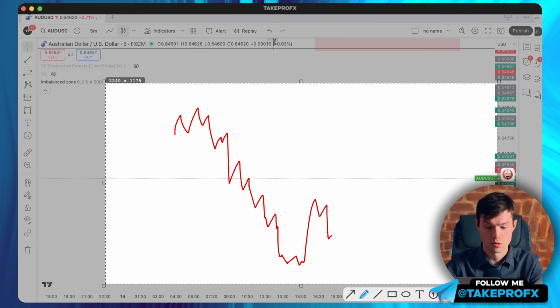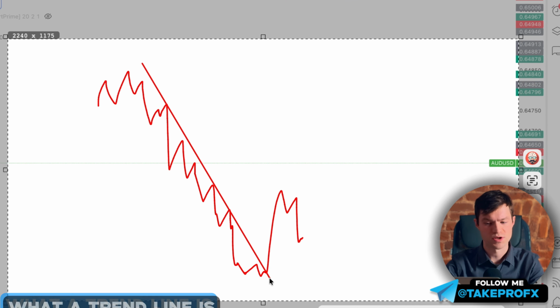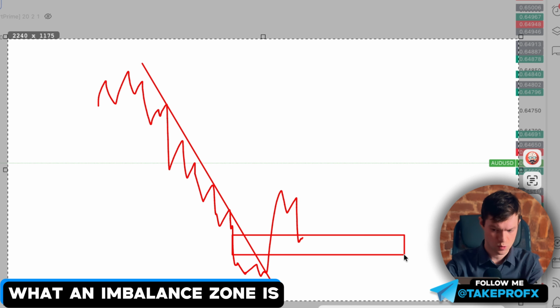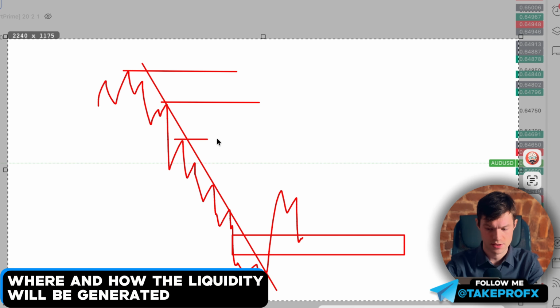First of all, let me quickly and schematically show you what a typical transaction looks like, which I will be sure of when dozens of people copy my account. I will need three things for this tactic. First, I need to know what a trend line is. Secondly, I need to understand what an imbalance zone is. And third, I need to know where and how the liquidity will be generated.